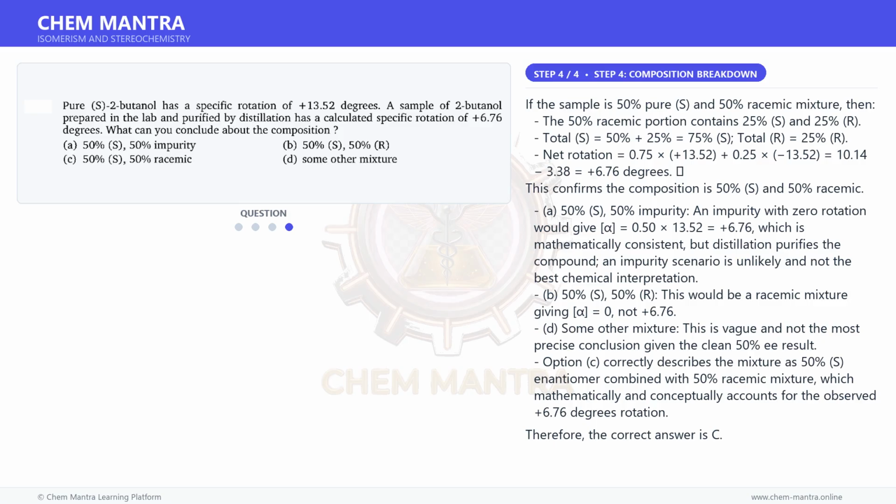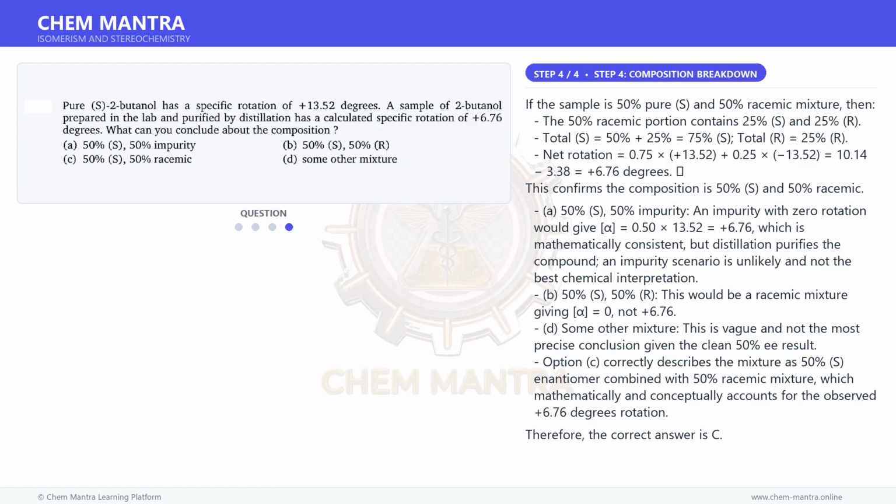And for the final step, if the sample is 50% pure S and 50% racemic mixture, then the 50% racemic portion contains 25% S and 25% R. Total S is equal to 50% plus 25%, which equals 75% S. Total R is equal to 25% R.